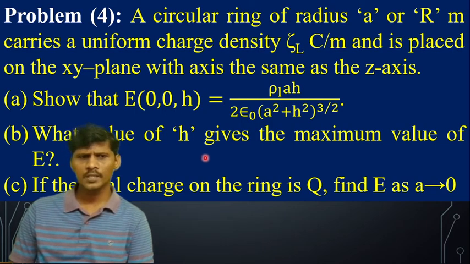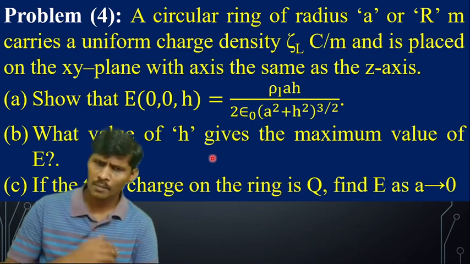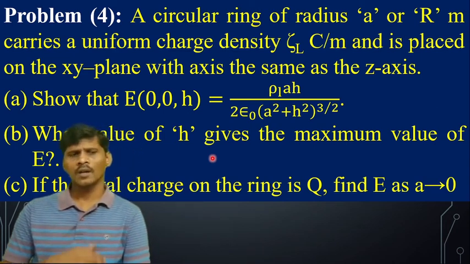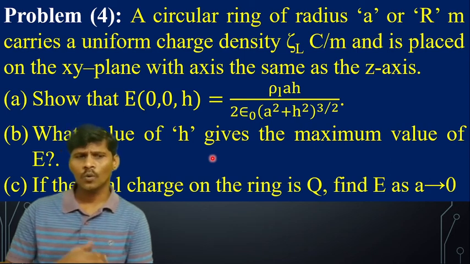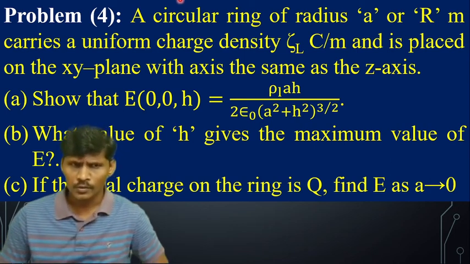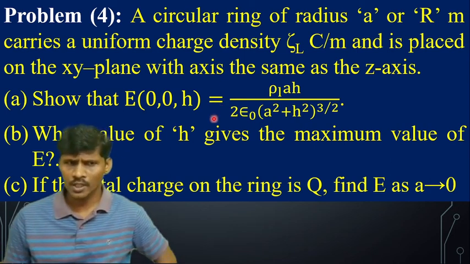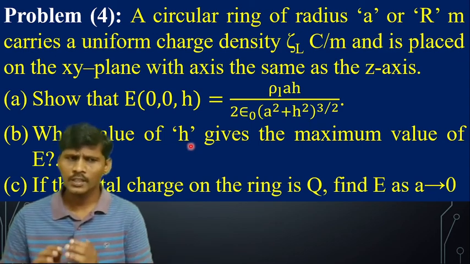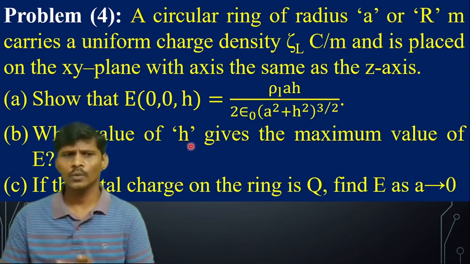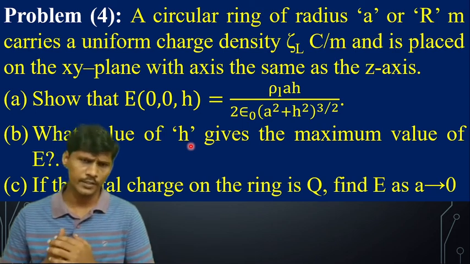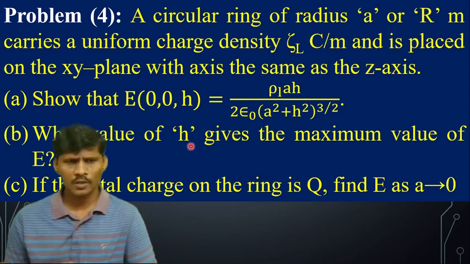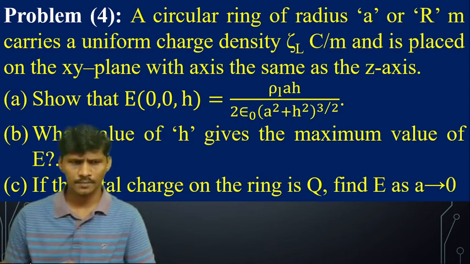The second bit is: what value of h gives the maximum value of E? How to determine the second bit? What value of the h? Differentiating this equation with respect to h and equating that value equal to 0, we get the maximum value of the h.